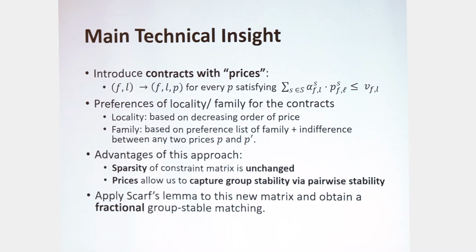And this approach has some advantages. First, the sparsity of the constraint matrix is unchanged. And secondly, the prices allow us to capture group stability in the original matrix via pairwise stability of the new matrix with the price. And when applying the Scarf lemma to this new matrix, we can obtain a fractional group stable matrix.